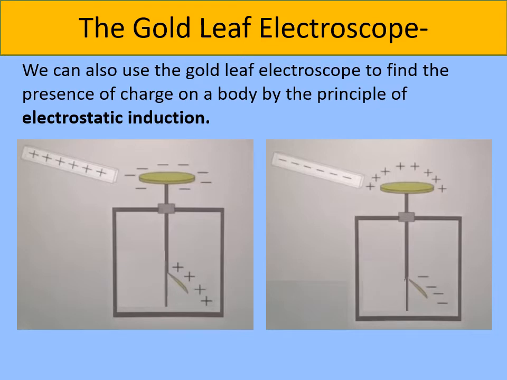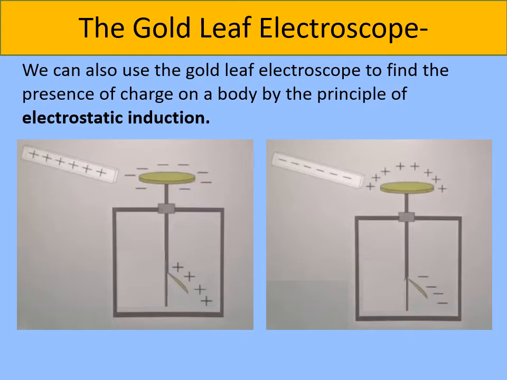Similarly, looking at the picture on the right-hand side, if we brought a negatively charged rod close to the metal cap, it repels the electrons that are present in the cap. They travel down through the conductor and accumulate at the gold leaf, leaving behind positive charges on the cap. The negative charge accumulated at the gold leaf causes it to diverge as well, away from the copper stem, which is also now negatively charged, because of all the positive charge that is accumulated at the top.